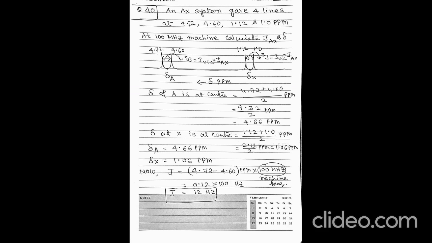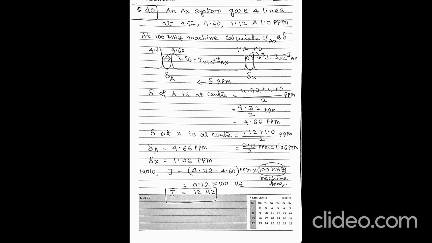Let us discuss some problems on HNMR. That problem is like this. An AX system gave 4 lines at delta 4.72, 4.60, 1.12 and 1.0 ppm. At 100 MHz machine, calculate coupling constant and delta.